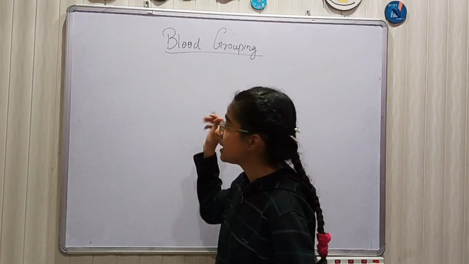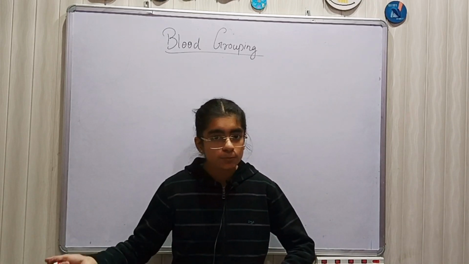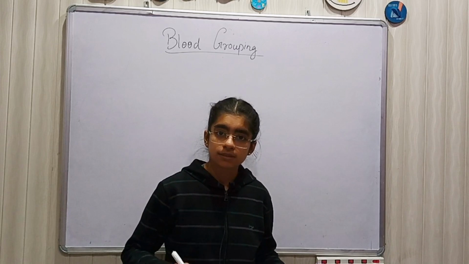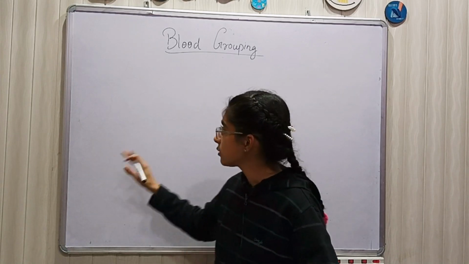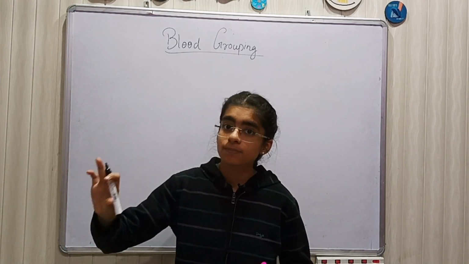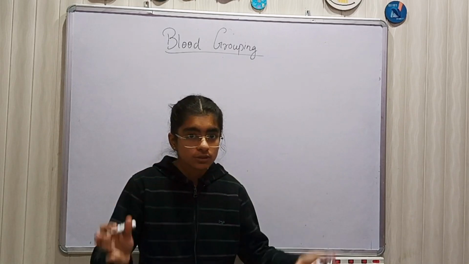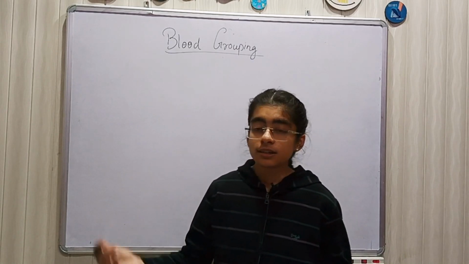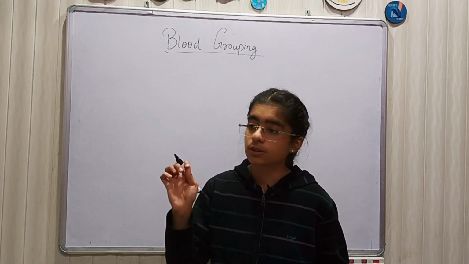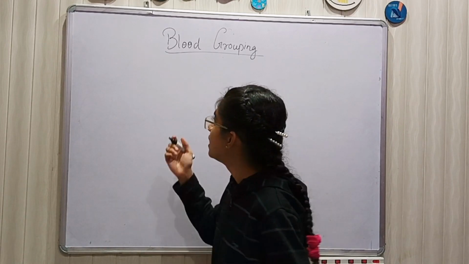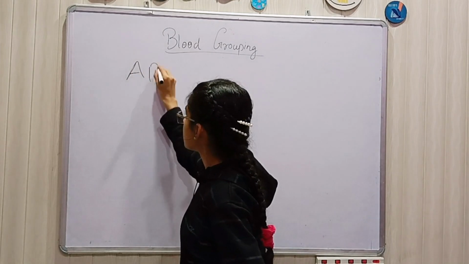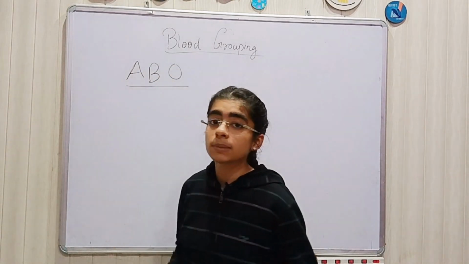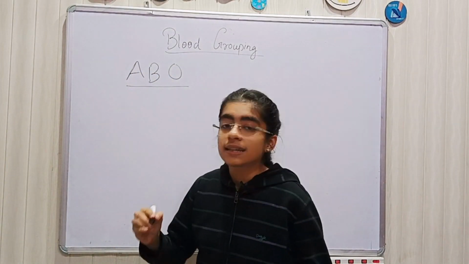Okay, so in blood grouping we have some major blood grouping systems and minor blood grouping systems, and in major blood grouping systems we check for your ABO system, your MN system, etc. Here I will discuss the ABO system because that is the most important one. So in the ABO system, what do you mean by ABO? These are the blood groups.